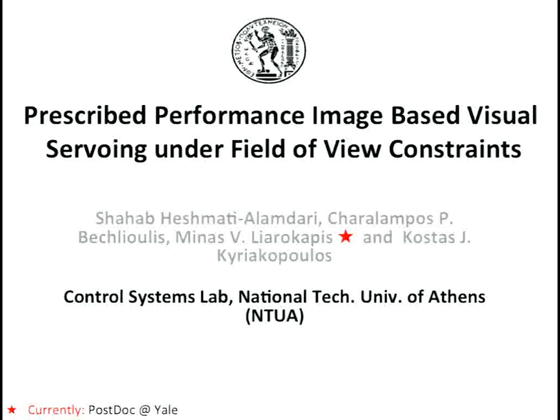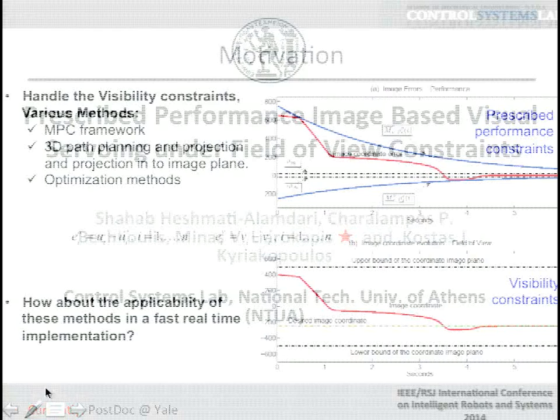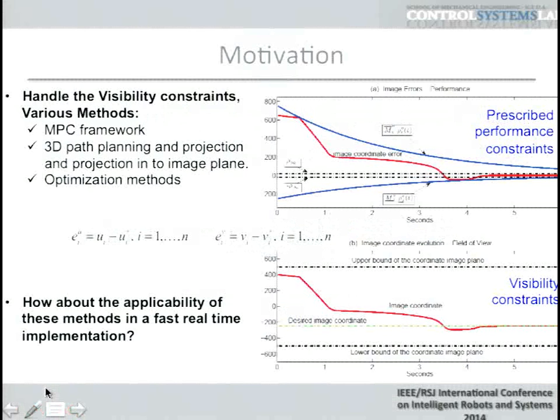Hello, I am Kostas Kyriakopoulos, and I'm going to present joint work with my colleagues from NTUA in Greece on prescribed performance image-based visual servoing under field of view constraints. It is well known that image-based visual servoing is based on tracking certain features on the image plane. In order to be able to do that, those features should never be lost from the image plane due to the field of view constraints of the camera.